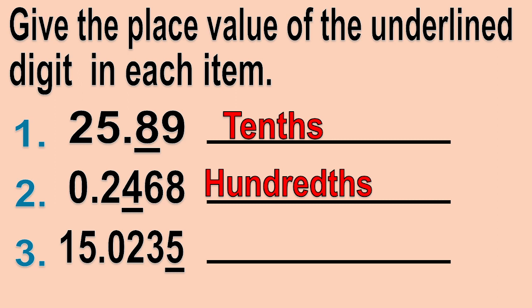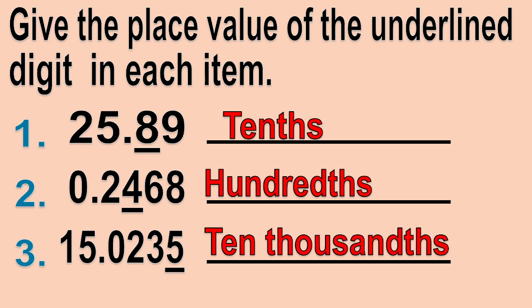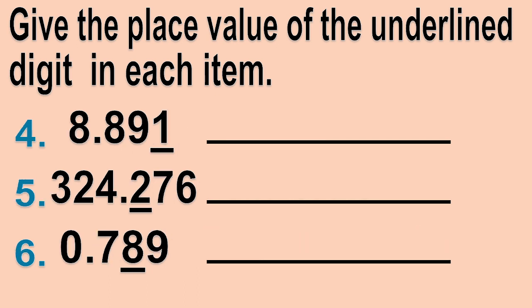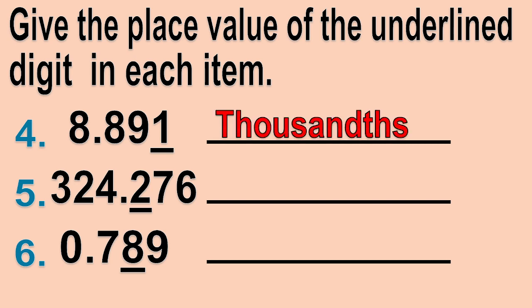Number 3, 15 and 235 10,000ths. The place value of the underlined digit 5 is 10,000ths. Number 4, 8 and 891 thousandths. So the answer is thousandths. Number 5, 324 and 276 thousandths. The place value of the underlined digit here is tenths.